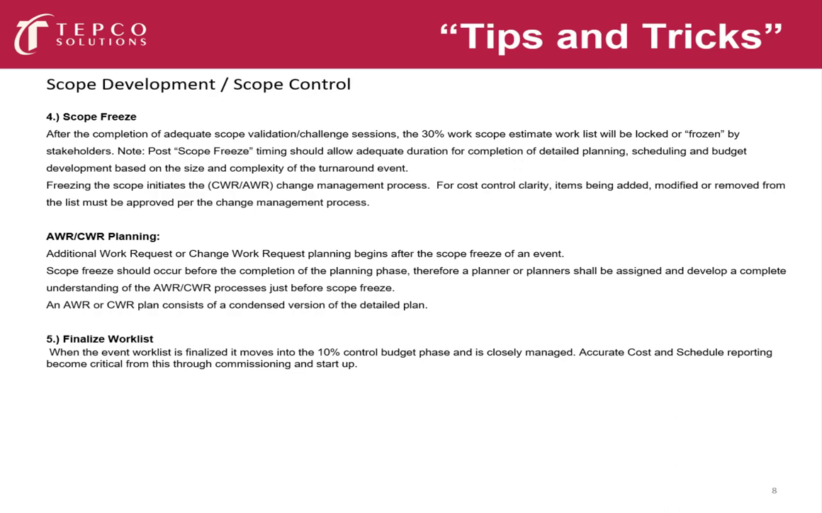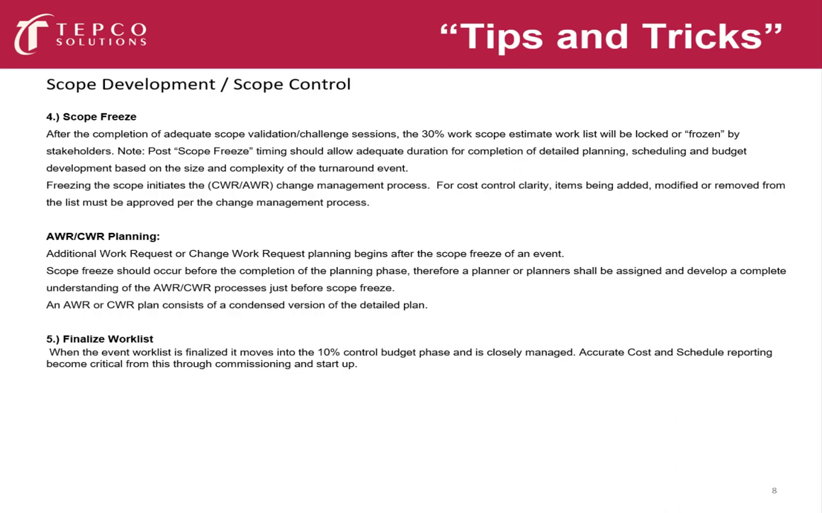Now, once we freeze the scope, it's going to initiate the change management process, and this is for cost clarity. Any items being modified or added beyond scope freeze must go through the change management process. If you want something done on the unit, we're going to get it done, but it can be a wish list or a favor item. It has to go through the management process for cost clarity.